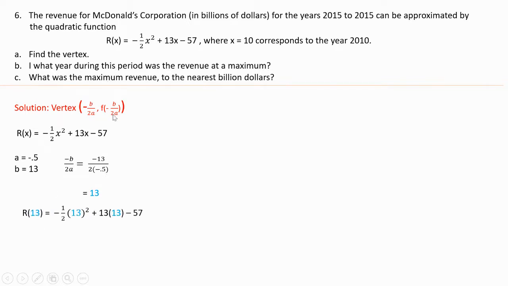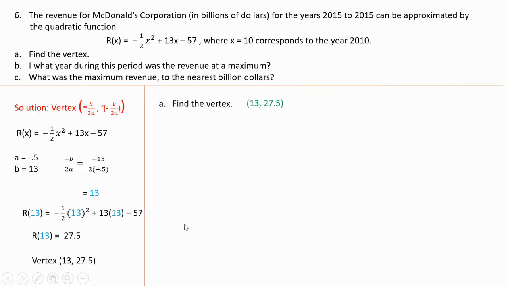Now for the Y part, I'm going to plug in 13 into the original function, which is r of x equals negative 1/2 x squared plus 13x minus 57. I'm going to plug in the 13 for the x's there, which are here in blue. So it's going to be 27.5. So what's my vertex? 13, 27.5. So that's the answer for A.